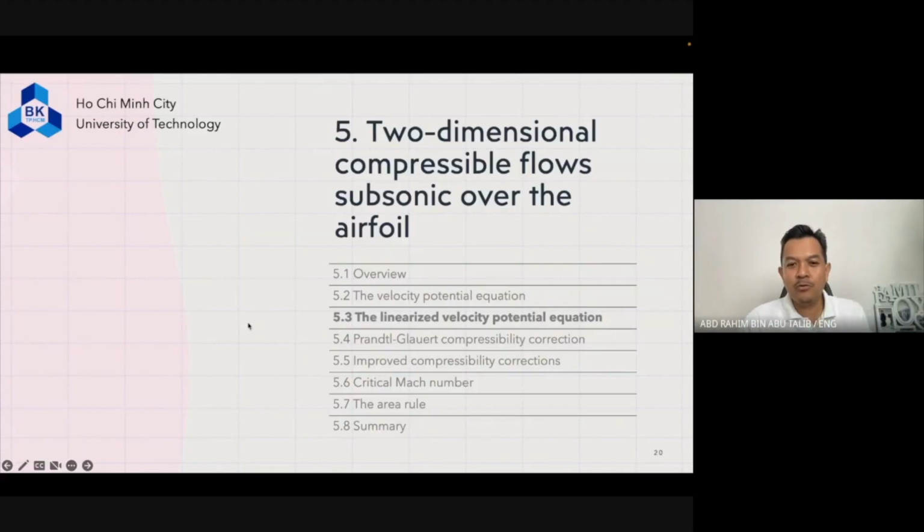So now we want to continue with the next subtopic, which is the linearized velocity potential equation. We have already gone through, step by step, how to get the velocity potential equation that is used for compressible subsonic flow over an airfoil.